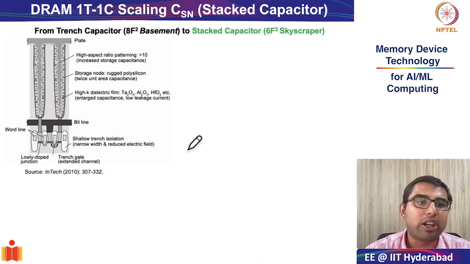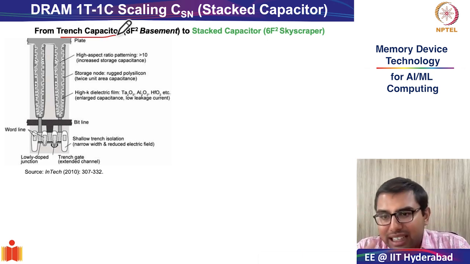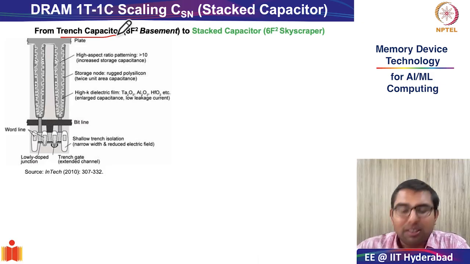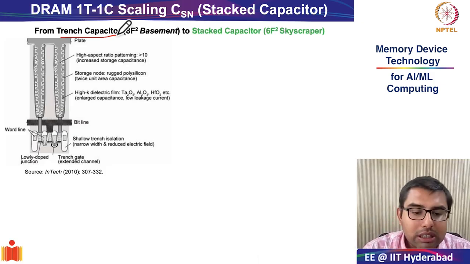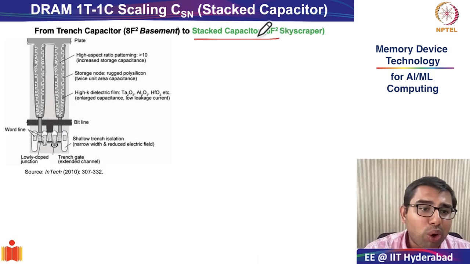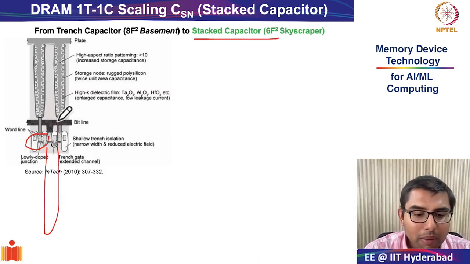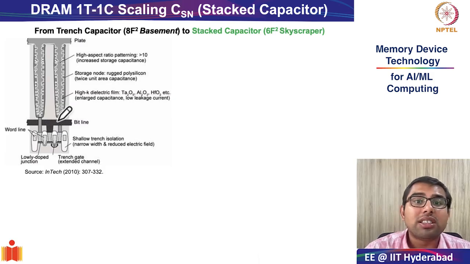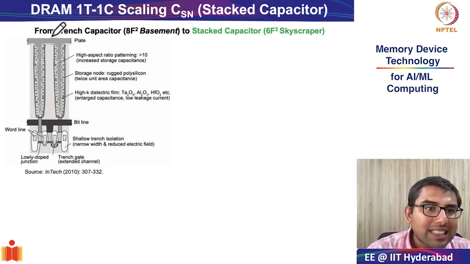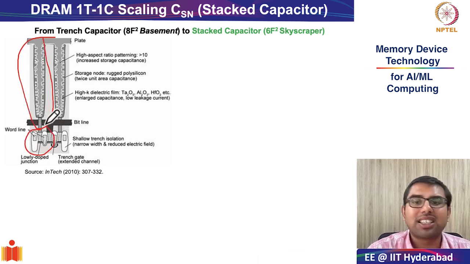In the stacked capacitor model, the best way to understand is that the trench capacitor was more like basement parking, right? You have your house, and slightly shifted to it is your basement parking, where you have to go underground and park your car. Whereas in the stacked capacitor model, you park your car above, on the roof of your house. So in the previous slide we saw the cell access transistor and your trench capacitor was somewhere over here. But in your stacked capacitor, the capacitor is actually on top of your access transistor.